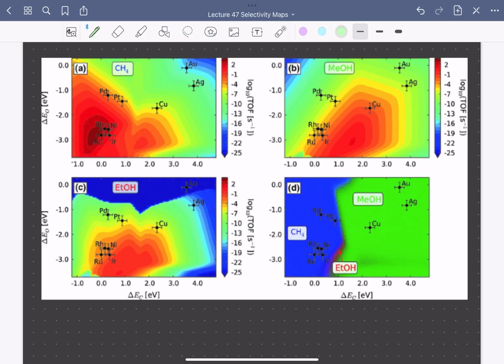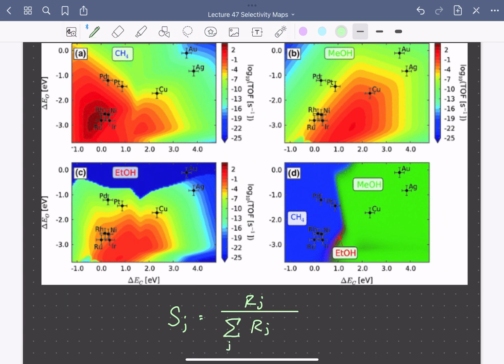So here, if we want to construct a selectivity map to understand selectivity to these different products over metal catalysts, we can write the selectivity to any one product, we'll say J, as the rate of formation of that product over the total rate of reaction, so the rate of formation of all products. So essentially what we're doing is dividing the activity map for producing one product over the sum of all the activity maps. So if we do that, we get a plot that looks like D here in the bottom right corner. So this map provides insights into what catalysts are selective for a given product.